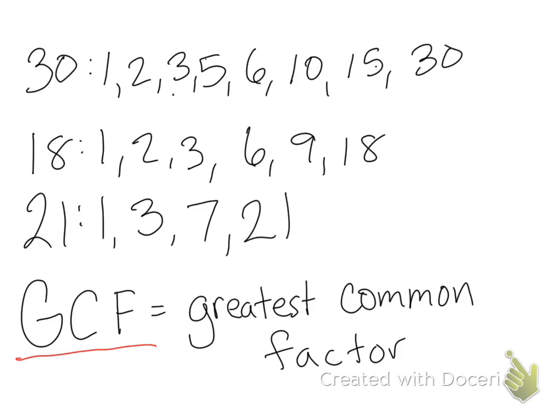So let's look for the common factors of 30 and 21. So 1 is a common factor, 3 is, and that's it. So the greatest common factor is going to be 3.